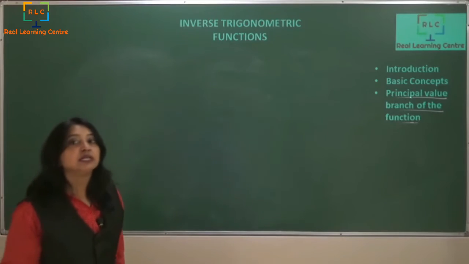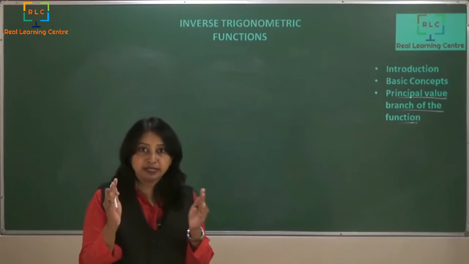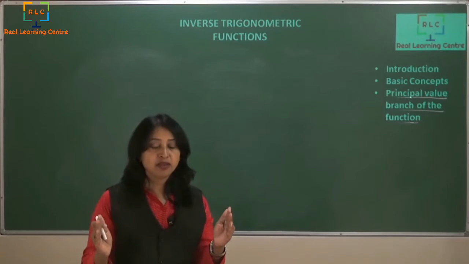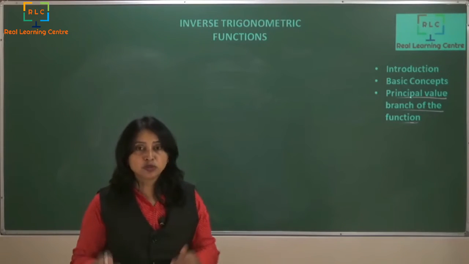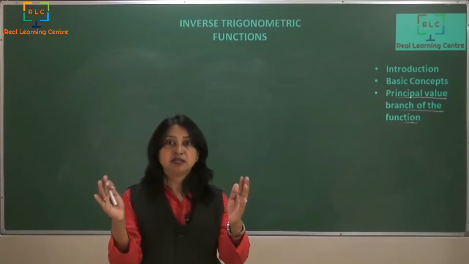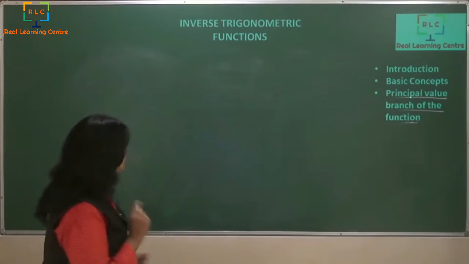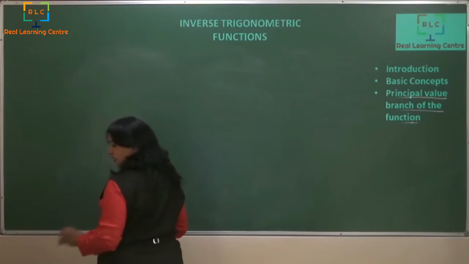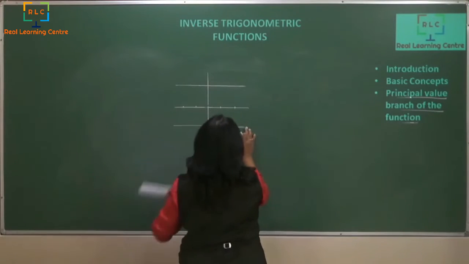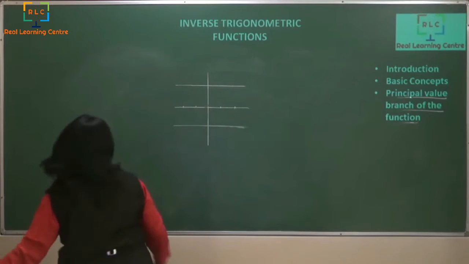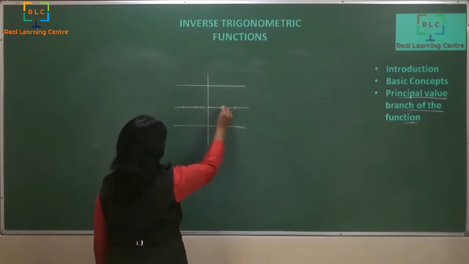What we are doing is, a simple logic: I am going to take a certain interval of the sine wave where it is exactly one-one as well as onto. So only in that particular part the sine function will have its inverse, not all the places. So where is it? I shall take, and if I want I can go further also, but I don't want to.